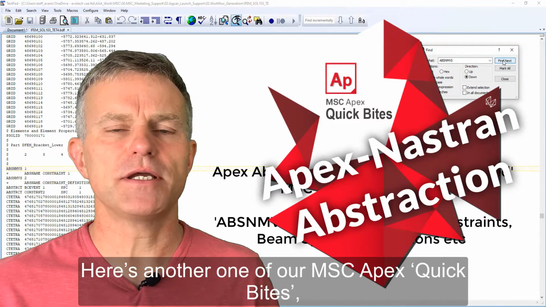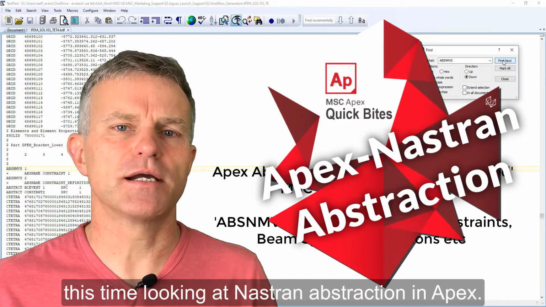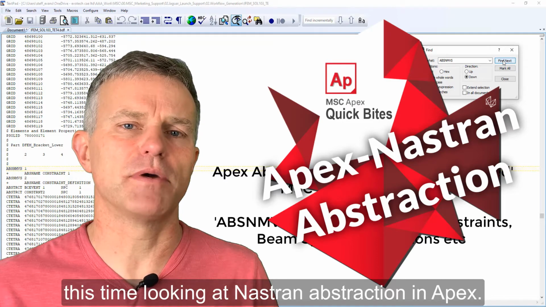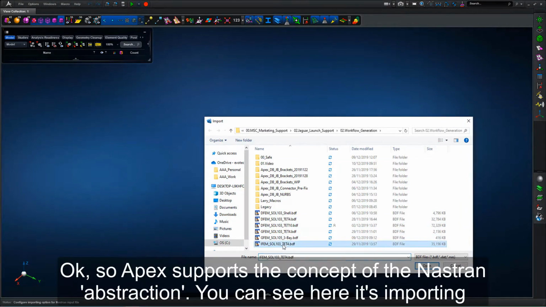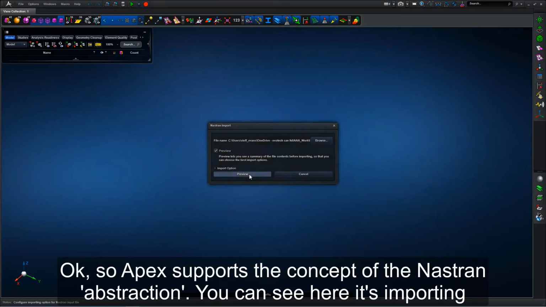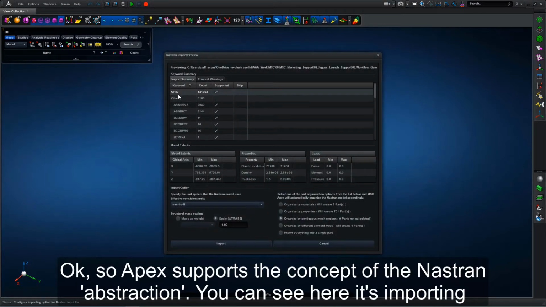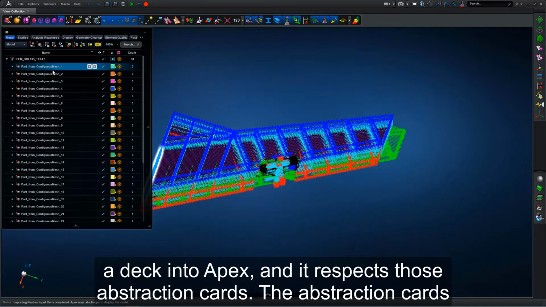Here's another one of our MSC Apex quick bites, this time looking at Nastran abstraction in Apex. Okay, so Apex supports the concept of the Nastran abstraction. You can see here it's importing a deck into Apex and it respects those abstraction cards.